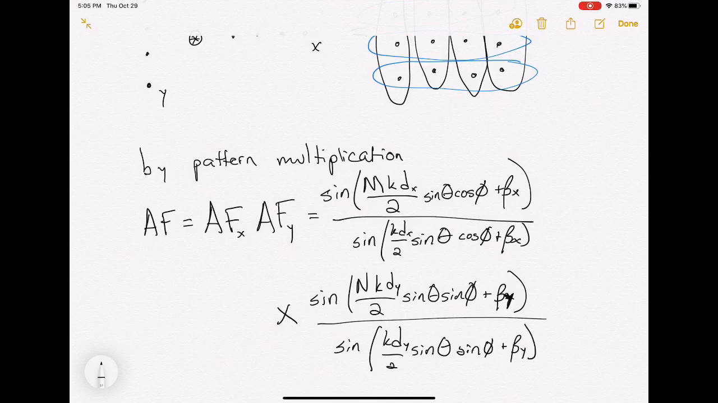So pattern multiplication not only tells you what happens when you take an antenna element, a single element, and put it in an array, it also tells you what happens when you make a grid out of a uniform linear array and how those sort of things interact with each other.